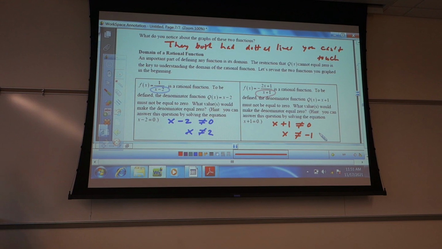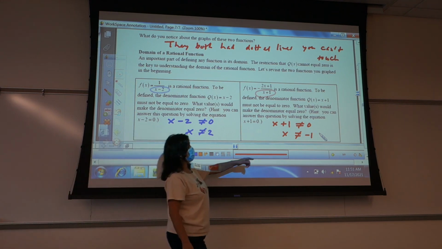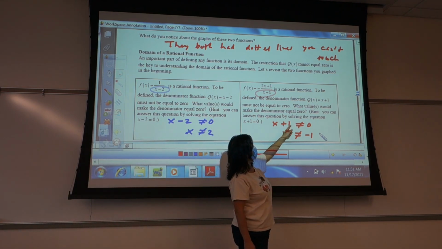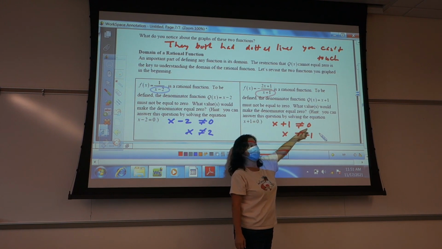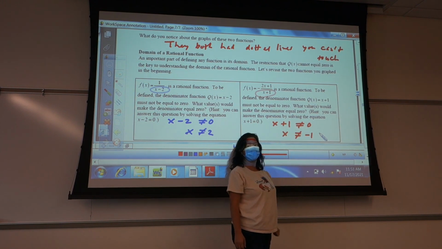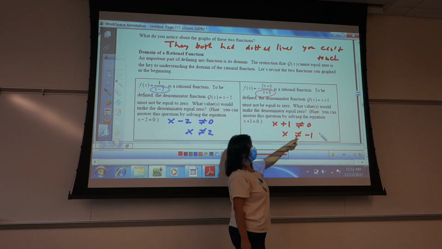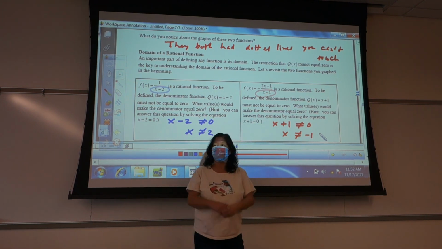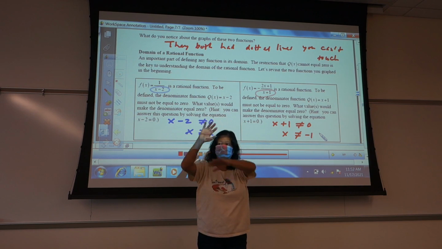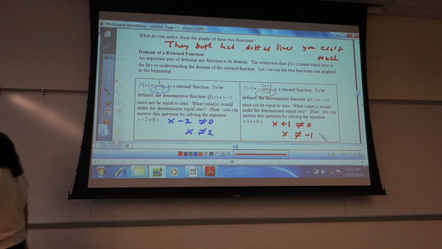Is everybody understanding this with me? If x is negative 1, negative 1 plus 1 is 0, and this cannot be 0. So that can't happen. So x is not allowed to be negative 1. Because if it was, we'd be dividing by 0, and the whole world would blow up. Terrible. Okay.